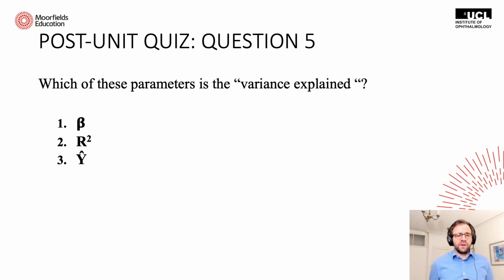Post-unit question 5. Which of these parameters is the variance explained? Is it 1, beta? Is it 2, r squared? Is it 3, y hat?